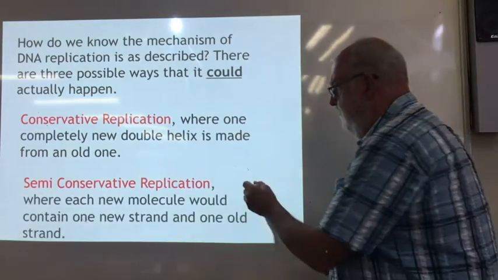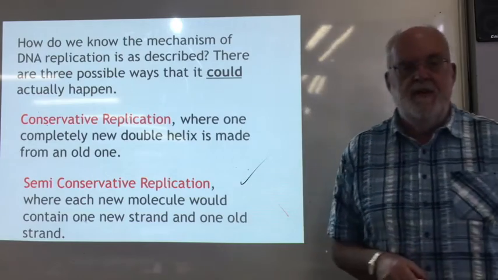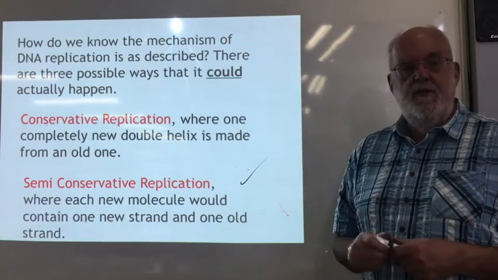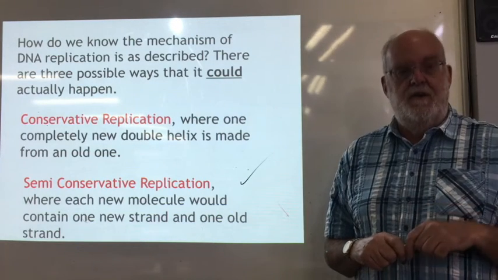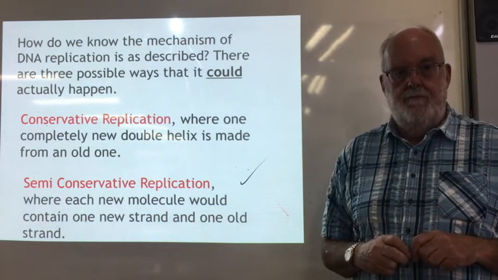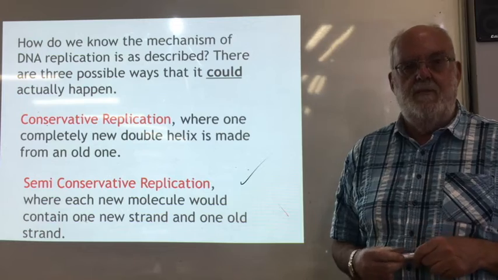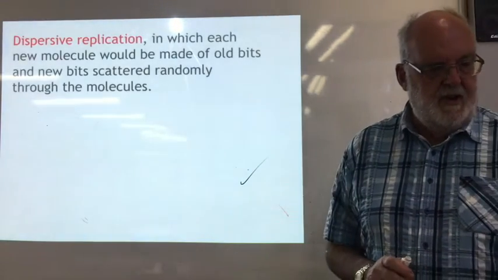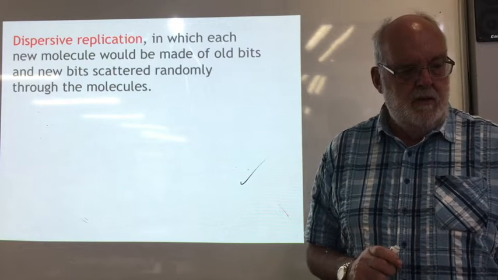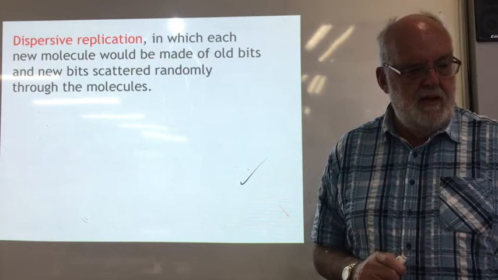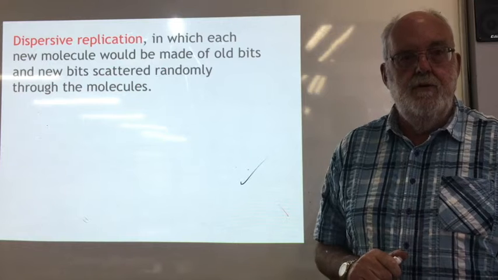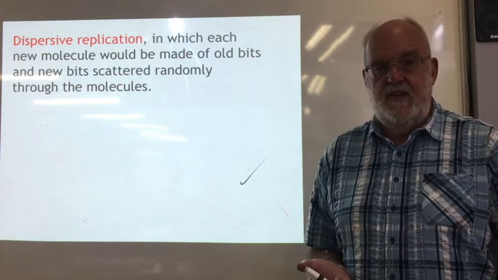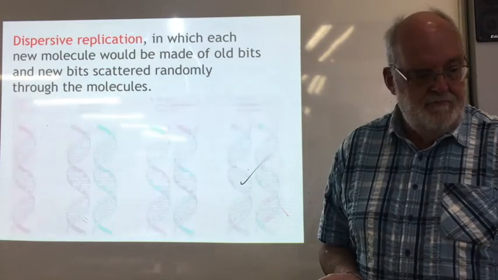This one is the one that Meselson and Stahl proved to be the correct one, where each new molecule contains half the old original one. And I'll show you a picture of that in a minute. And this was the last idea. Each new molecule will be made of old bits and new bits scattered randomly through the molecules. Very, very unlikely, and nobody could come up with any sensible suggestion how that might work.